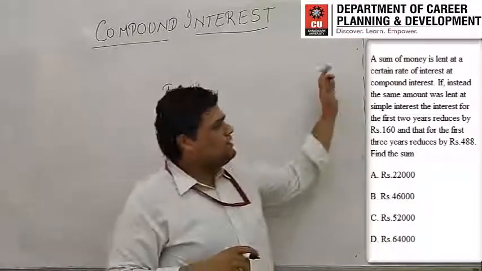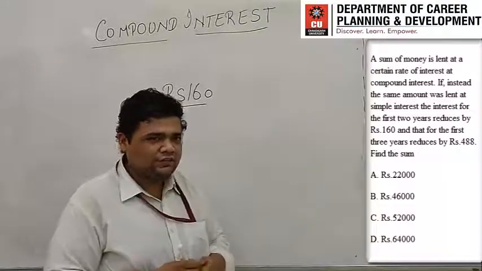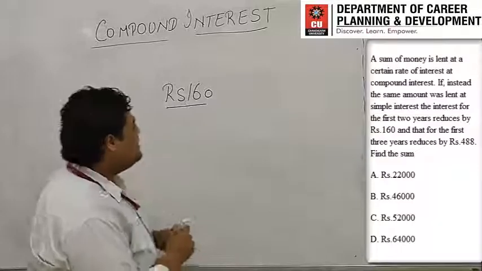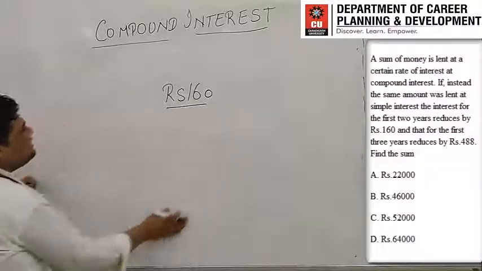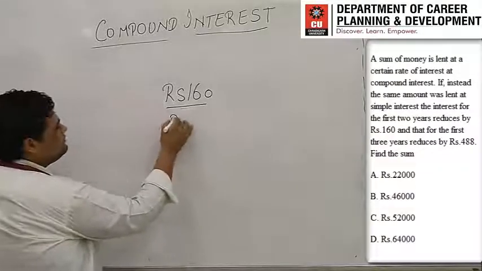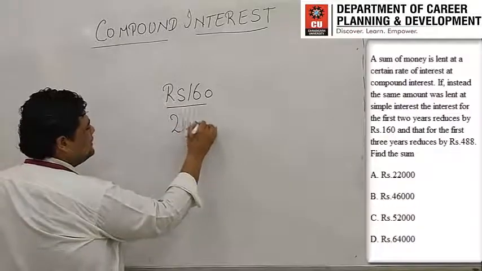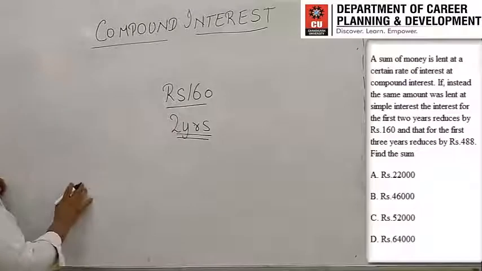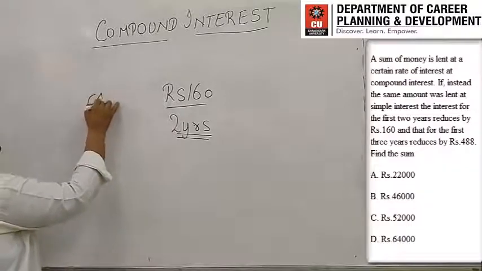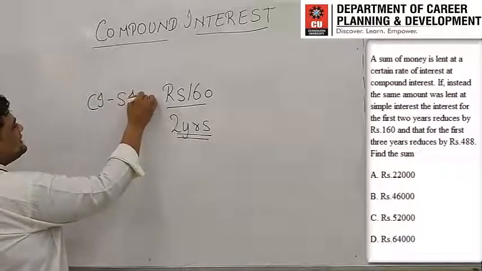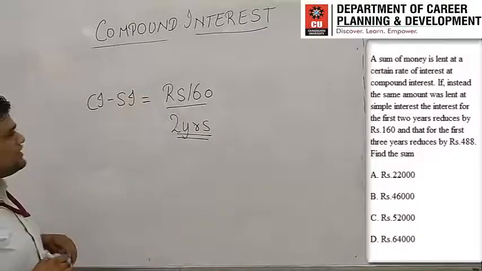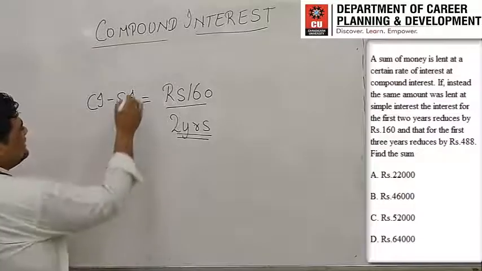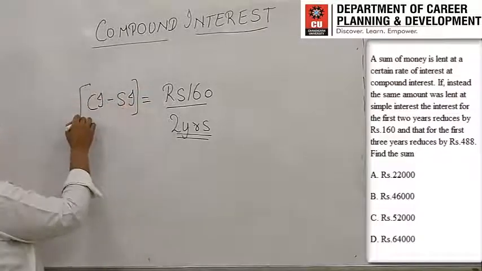Firstly, the amount is lent at compound interest, but if it is instead invested at simple interest, then the interest is reduced by 160 for 2 years. So 160 is nothing but the difference between CI and SI, and that is for the 2 years.